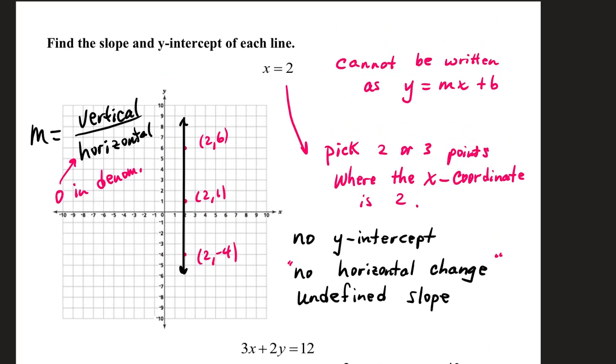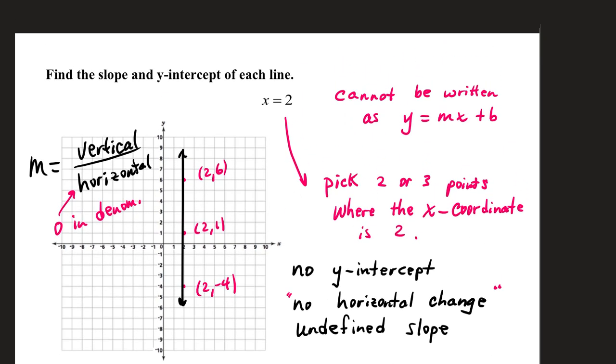All right, let's continue. Find the slope and y-intercept of each line. Now this time we only have an x equals a number in our equation. Since this cannot be written as y equals mx plus b, we're going to pick 2 or 3 points such that the x coordinate is 2. In class we just made up 3 points: (2, 6), (2, 1), and (2, -4). Notice every point has an x value of 2, satisfying our equation.